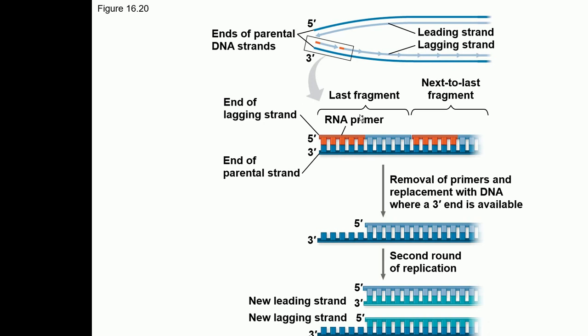After that, DNA polymerase will come and remove this primer, and it is going to put DNA nucleotides here. An important thing about DNA polymerase is that it needs a 3' end. So when this primer is removed, the 3' end is given by this part of the DNA.